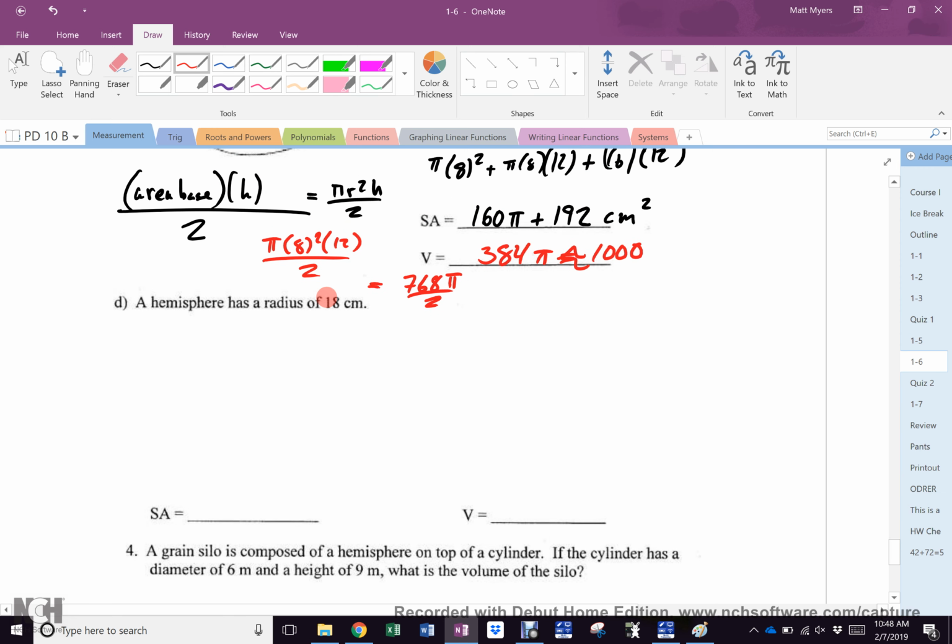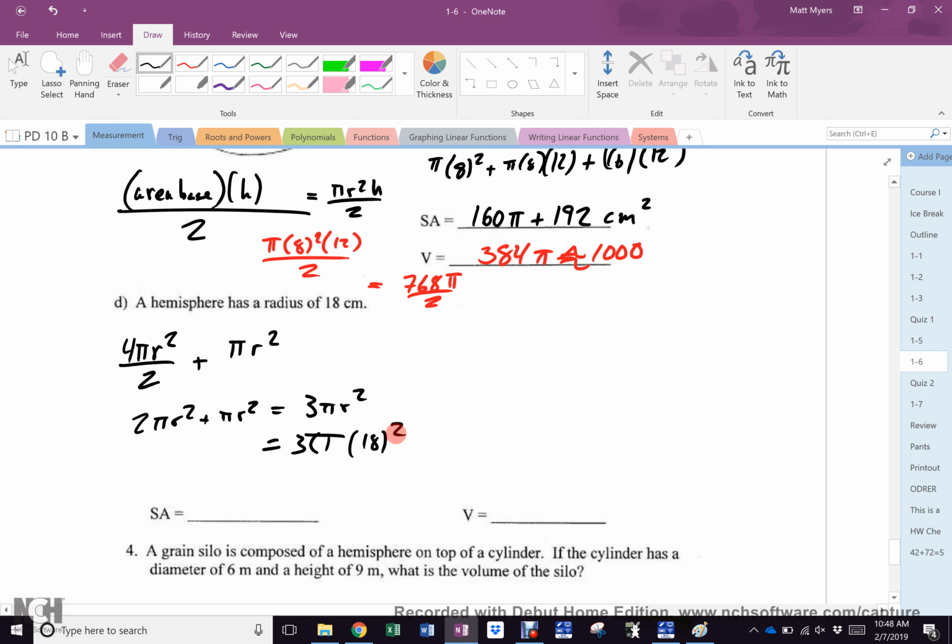A hemisphere, remember? I told you to assume it was solid. So that is 4 pi r squared divided by 2, because you're cutting it in half, plus the new circle you created. So that is 2 pi r squared plus pi r squared, 3 pi r squared, 3 times pi times 18 squared. 18 squared is 324. 3 times 324 is 972. 972 pi, or about 3,000.